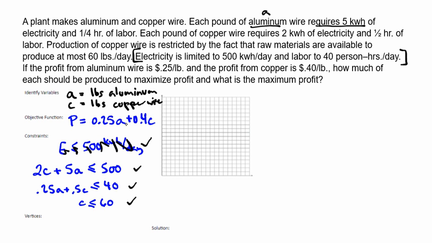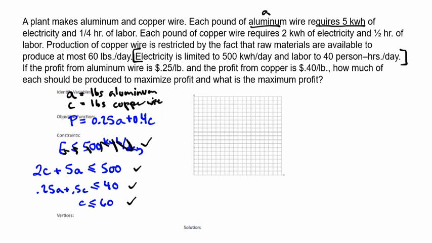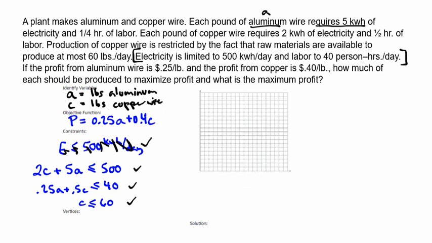Here's our objective function. Now we need to graph. Let me see if I can move this over a little bit. You just pick which one you want to go where. I'm going to do copper up here and aluminum down here. This is pounds of aluminum wire. This is pounds of copper wire.